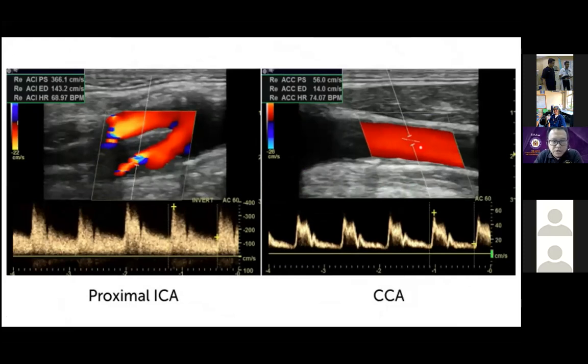Like I mentioned earlier, the proximal ICA and the CCA is the most common site. When we put the pulse Doppler here, we might see the PSV 300 cm per second, whereby if we refer to the scoring system, PSV more than roughly 200 basically indicates a 70% occlusion. But in the CCA, it looks normal, roughly about 56 cm per second. So the lesion is around the proximal ICA.